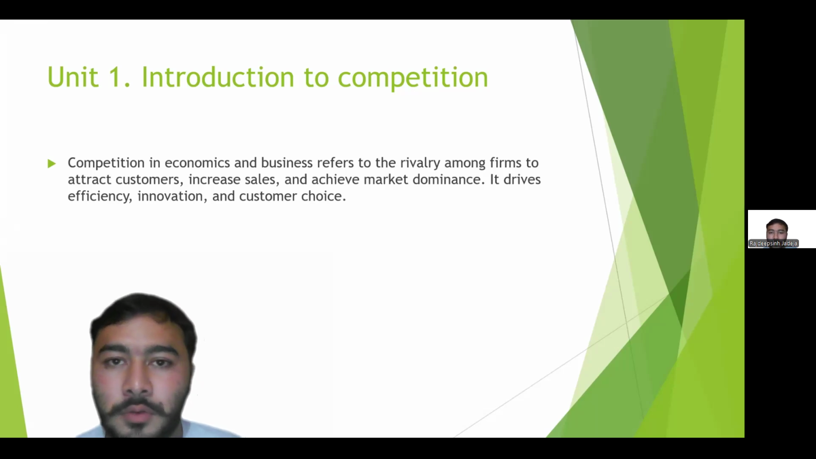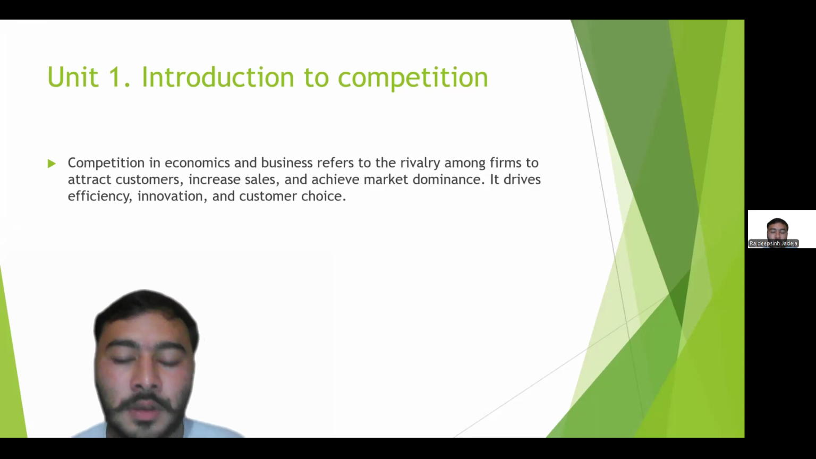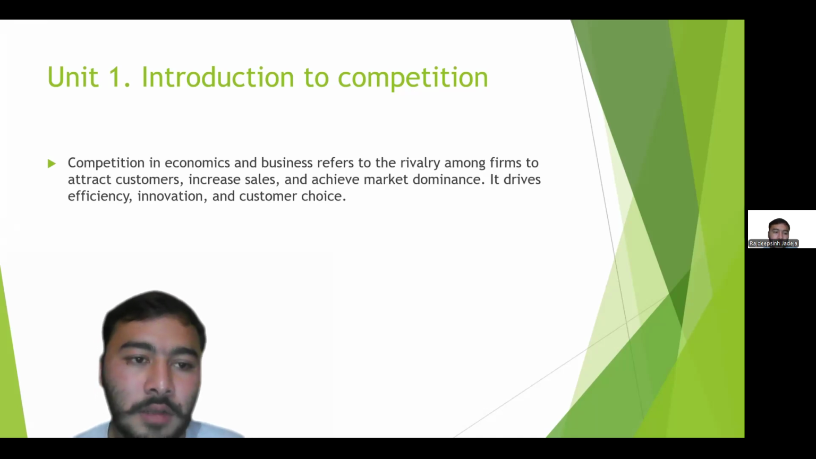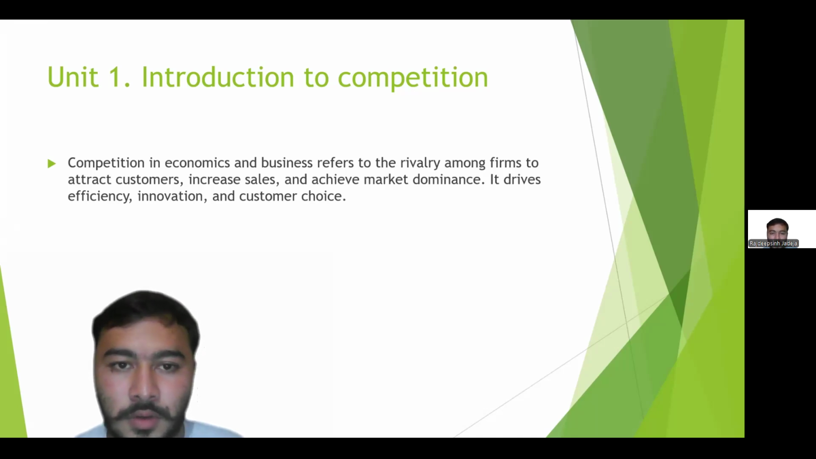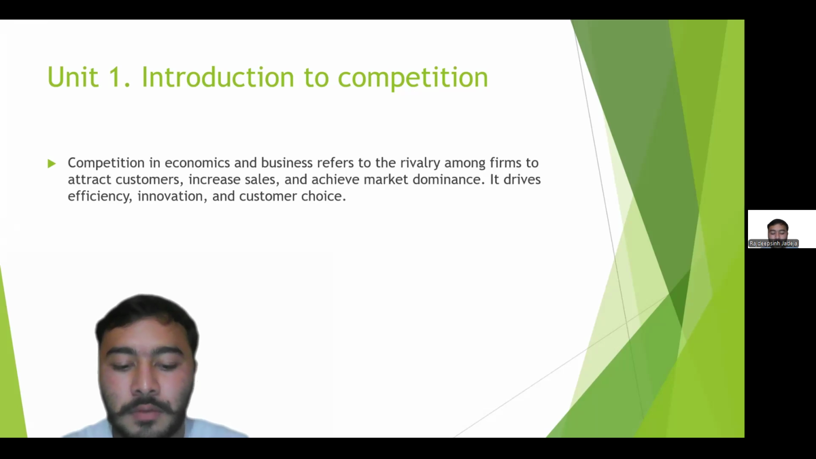First, we are going to see the definition. Competition in economics and business refers to the rivalry among firms to attract customers, increase sales, and achieve market dominance. It drives efficiency, innovation, and customer trends. So competitive marketing simply means the competition between two rival firms. How can we differentiate rival firms?